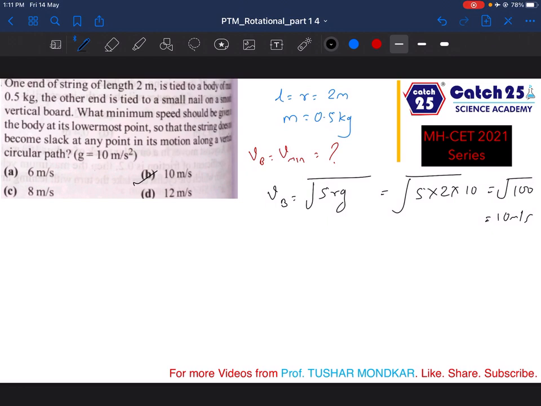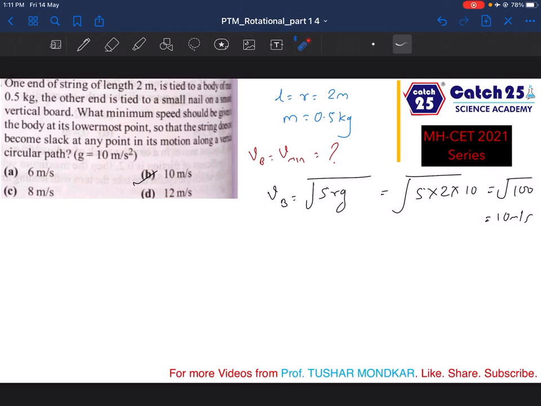Velocities are independent of the mass of the bob or the mass of the object that you are whirling. So if we are talking about velocities, there is no consideration of mass. Even if I want to whirl a 10 kg object or a 12 kg object, that doesn't matter.